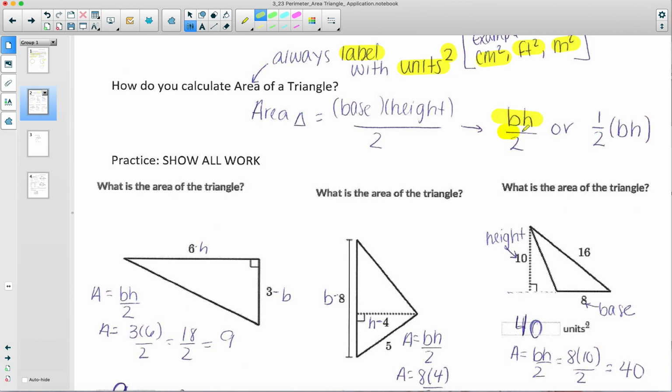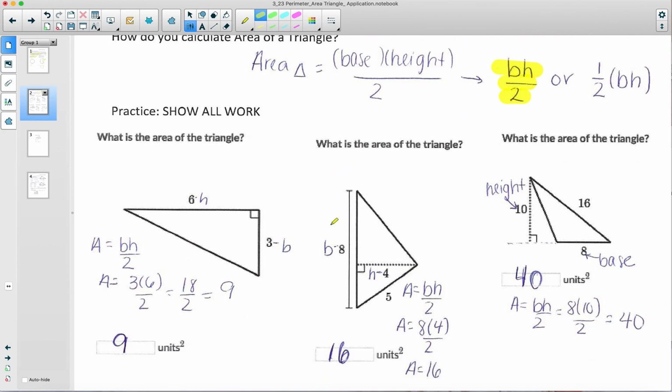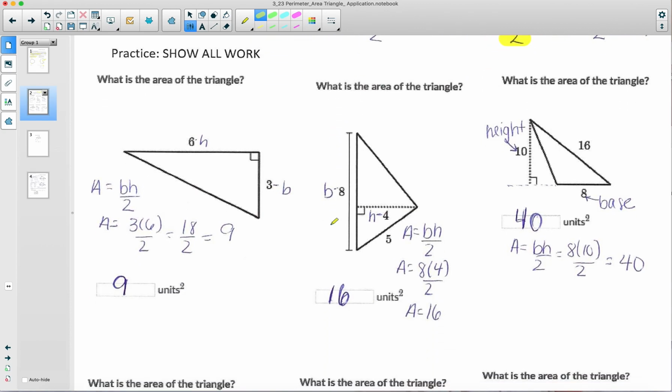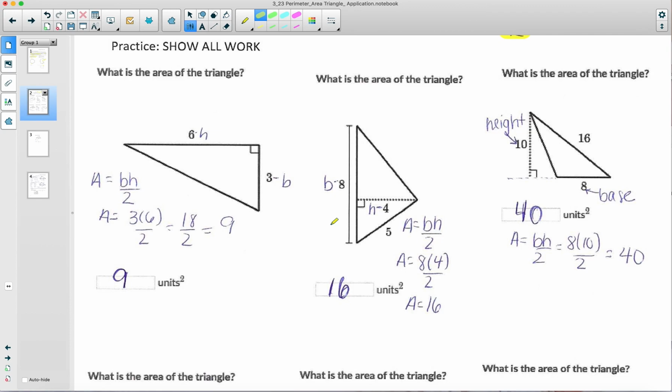I prefer to go with this formula, but some people like to put the 1/2 in front and say you take the base and height and multiply it by 1/2. I like to multiply the base and height and divide by 2. Really up to you, but this is the formula that we're going to use. So for all of the practice that we have, really the first step is write out your equation. So here it is.